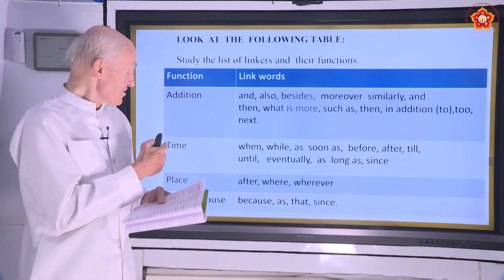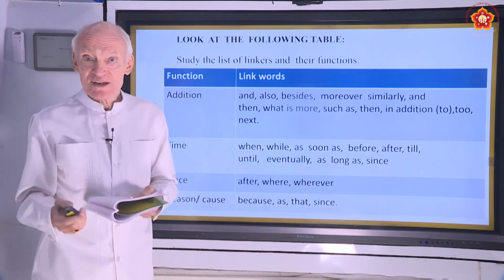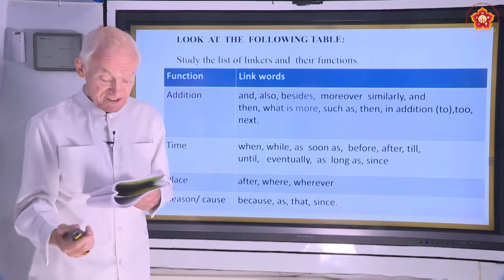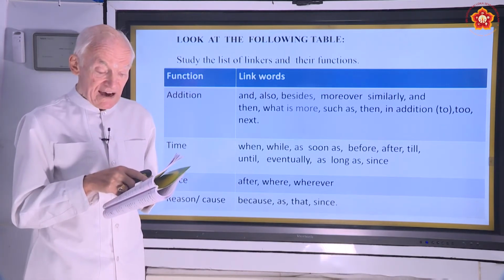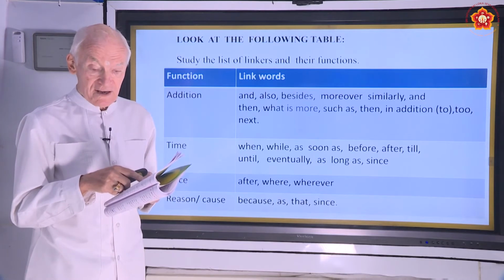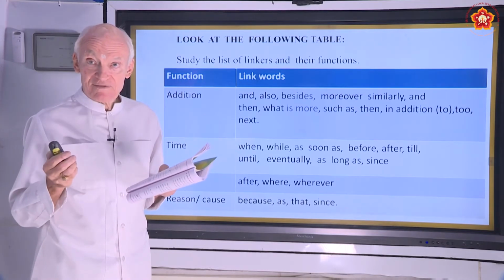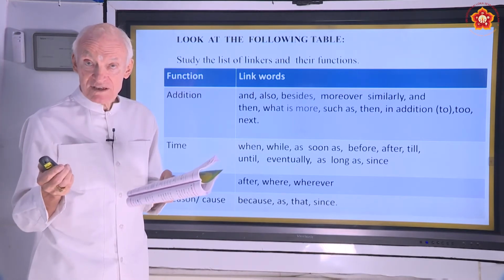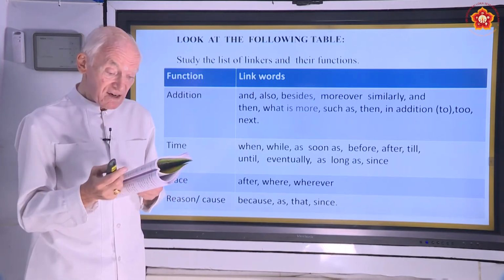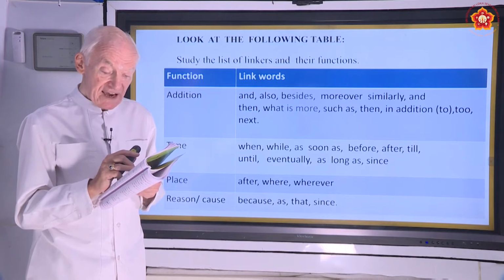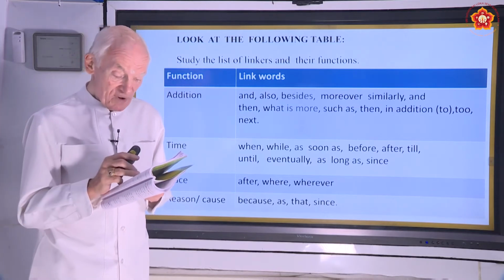And now we go to place. We want to show the reader where this event took place. So we use after, where, and wherever, okay? And this will help identify the sentence that we've said, when, where it took place, after, where, or whenever.